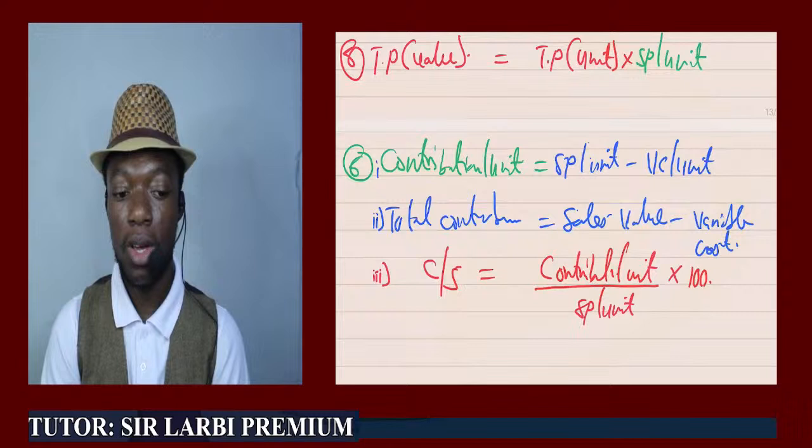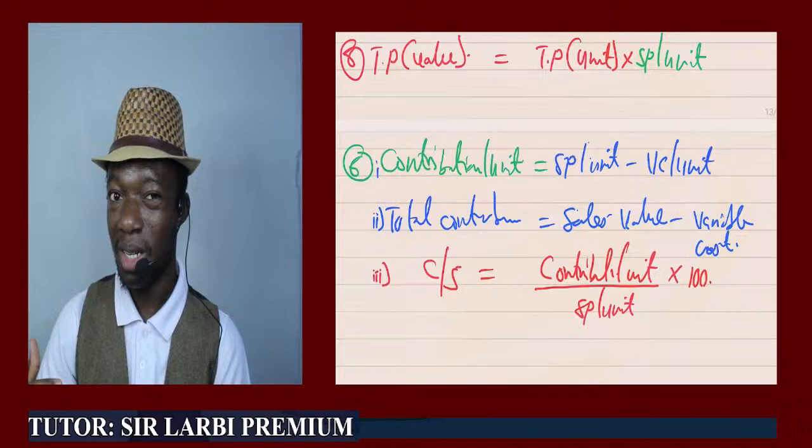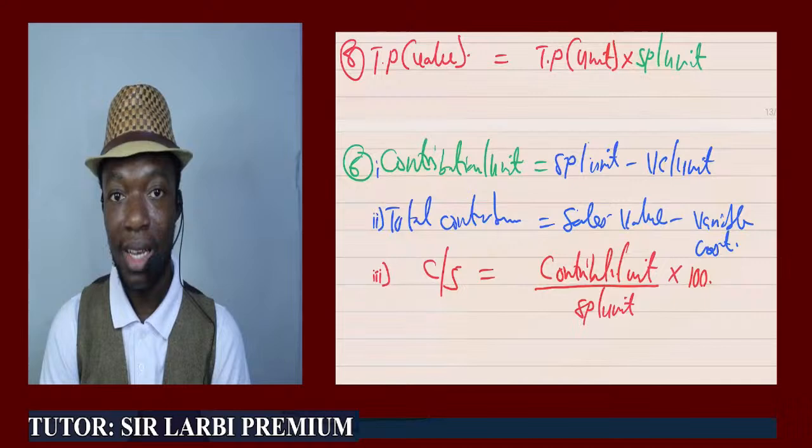So contribution is equal to our sales value less our variable cost at the end of the day, and that will establish our contribution. And as I said, it's waiting for fixed cost to be adjusted to it so that at the end of the day we get our profit or a loss. So that is the idea that we want to build when it comes to contribution.